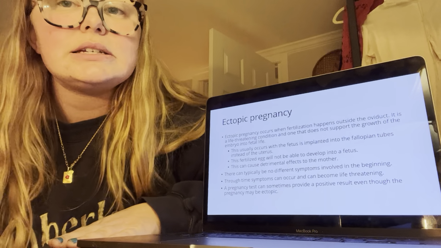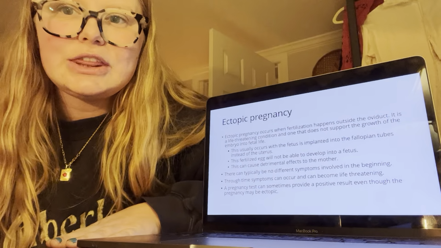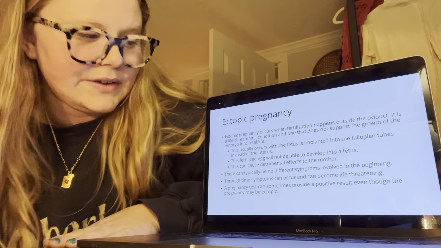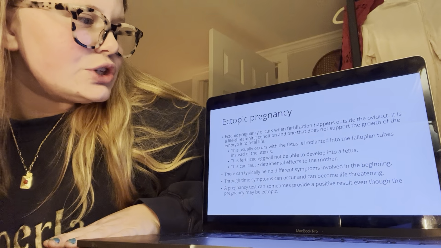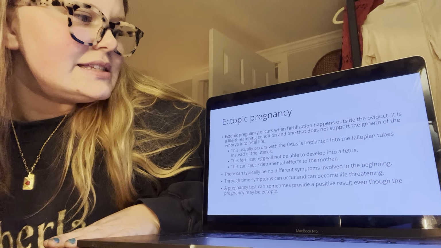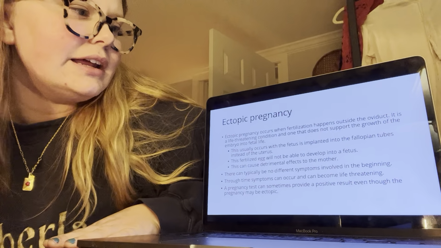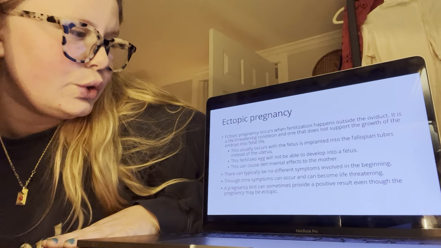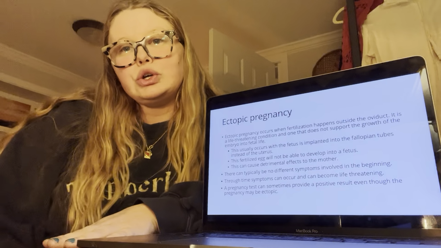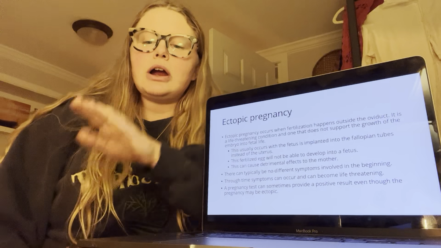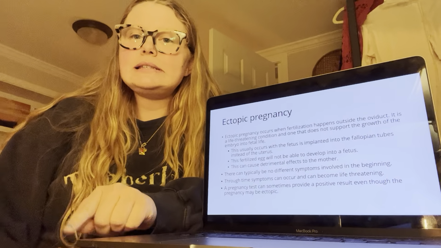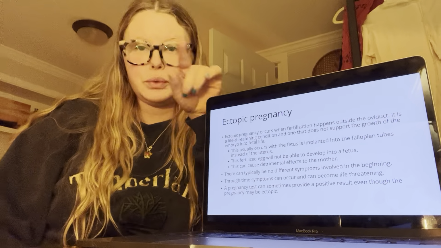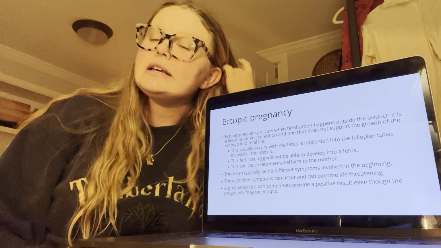So this fertilized egg, though it is fertilized, will not have the ability to grow into a fetus. This usually occurs when the fetus is implanted into the fallopian tubes instead of the uterus. So the fallopian tubes, from the chapter, send eggs from the ovaries through the fallopian tubes to the uterus.